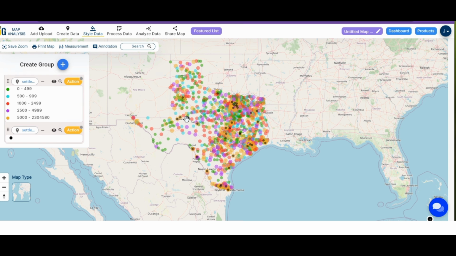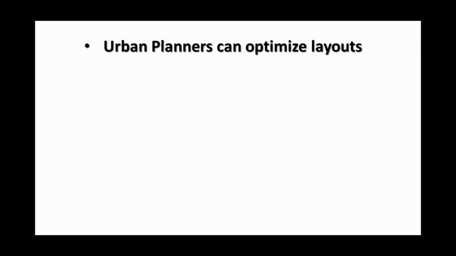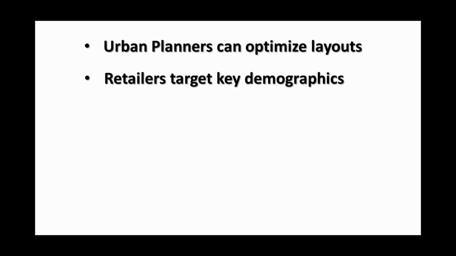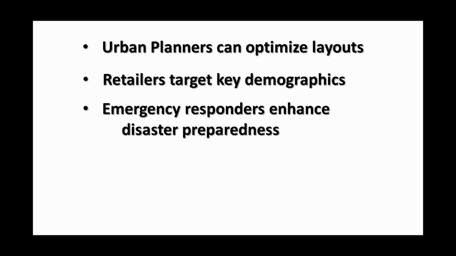Through the settlement data analysis and GIS mapping, we have created a dynamic population range-wise bubble map. This map not only visualizes the population distribution, but also shows the specific settlement types. Urban planners can optimize layouts, retailers can target demographics, and emergency responders can enhance disaster preparedness. Now, let's explore the step-by-step process to achieve this impactful visualization in your industry.